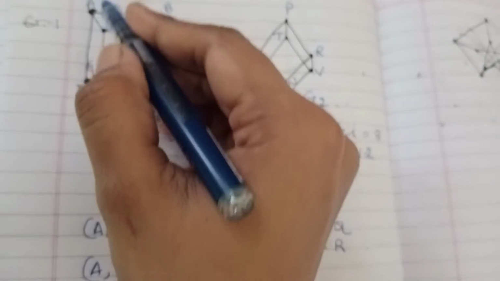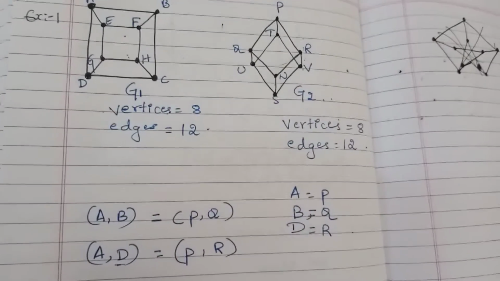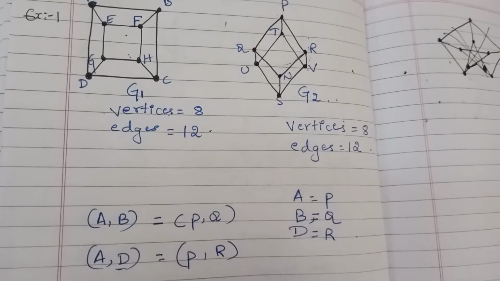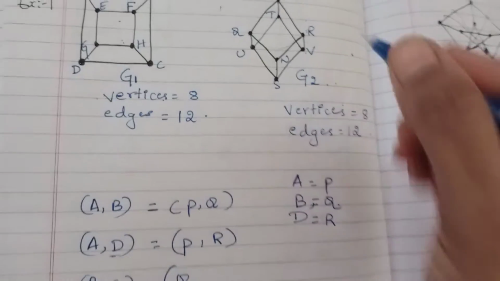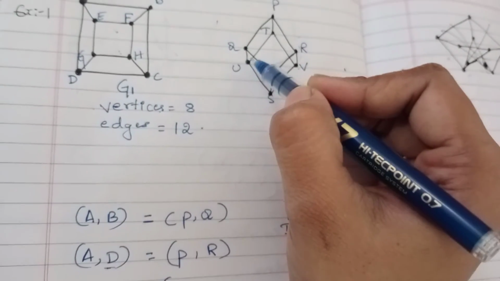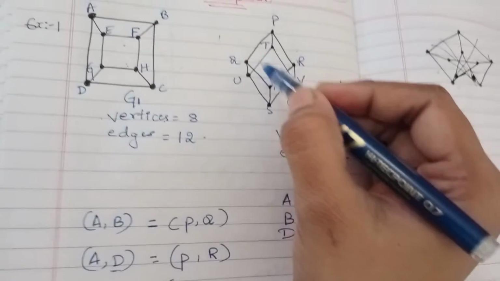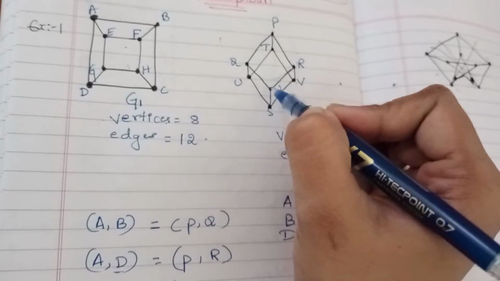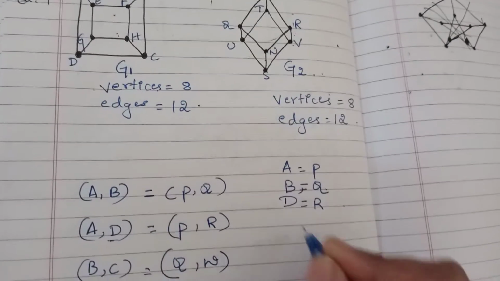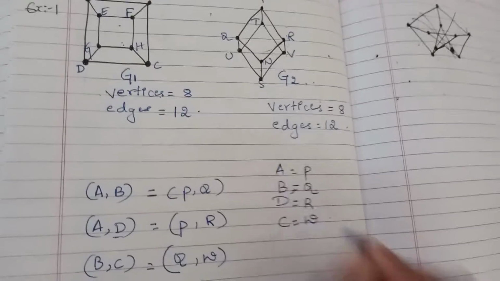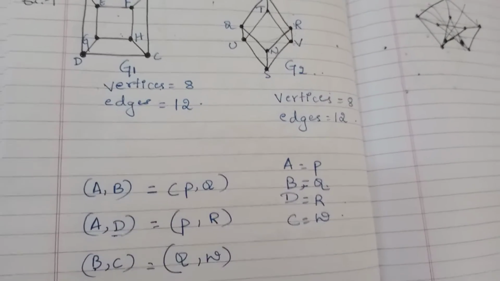Next, this is finished. Next, if I take up B comma C, B is fixed. What is B? B is Q. So from Q, you should find one such edge which is having degree 3 on both the sides, like B and C. From Q, you can take it as Q to W. Where C, you can treat it as W. Okay, A, B, C, D is done.